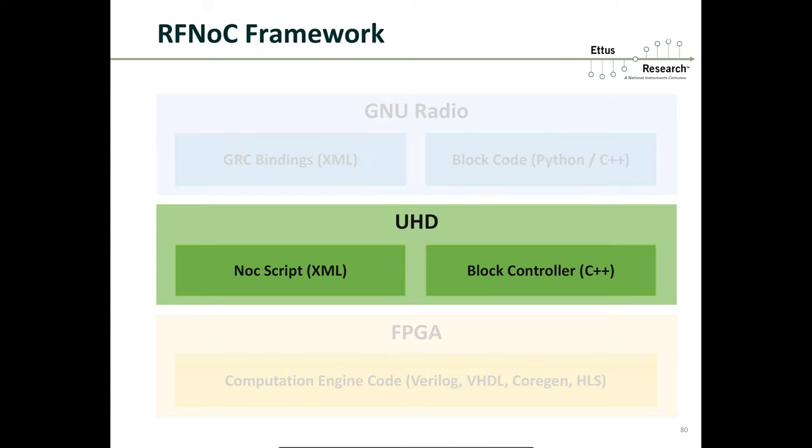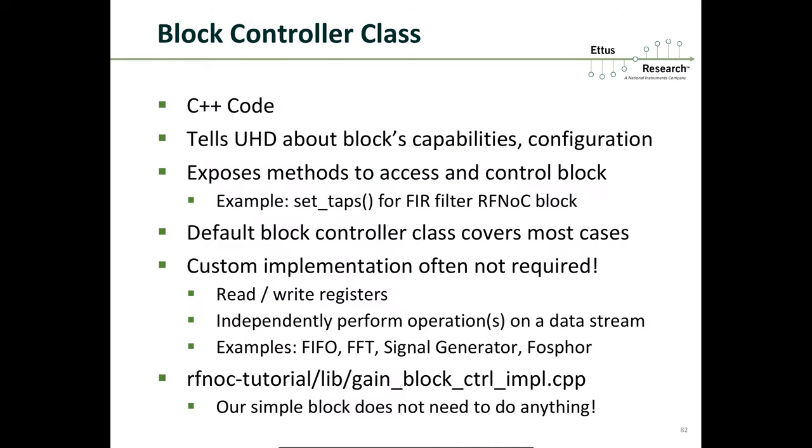So next, we go to the software portion that involves UHD. How do we add our RFNoC block to UHD such that it's aware of it, aware of its capabilities, and allows us to do things like set the gain from software? Well, the first step is we start with the block controller, which is written in C++. The block controller tells UHD about the block and exposes methods to access and control it.